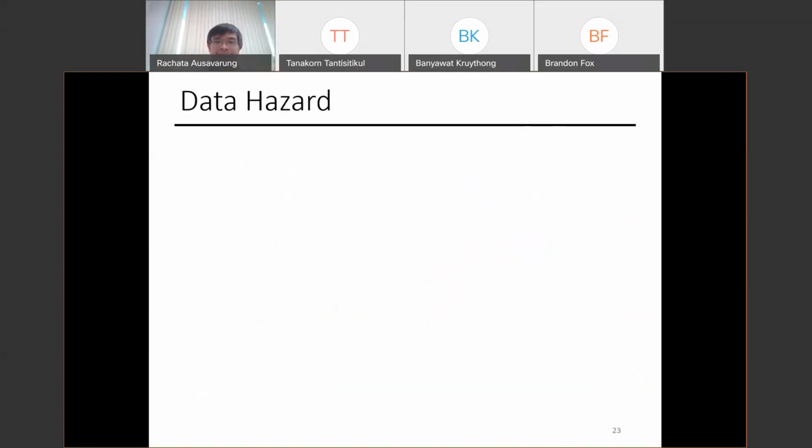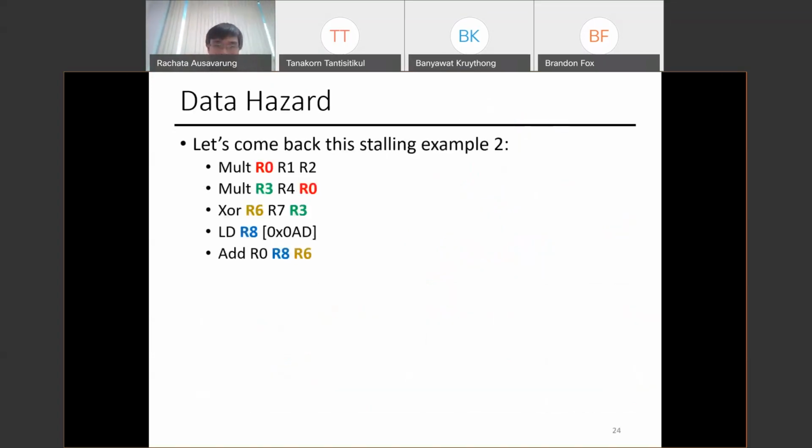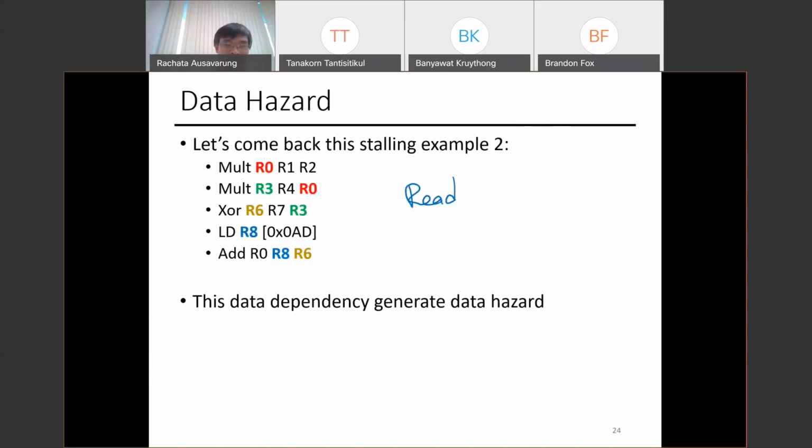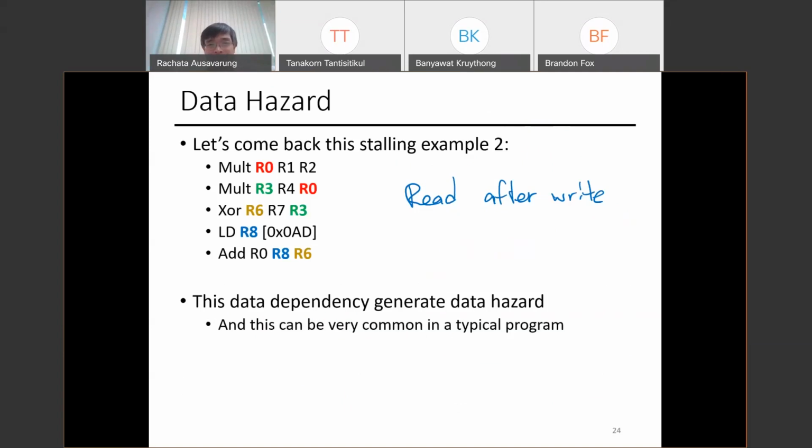So a data hazard is something like this, right? Let's come back to this example. These dependencies generate the data hazard. If you look through this code carefully, this is read after write, which means that you need to access the value right after you just modify the value. And this is a really common problem when you write a typical program. So from the hardware point of view, if the programmer loves to write these kinds of things, we need to find a way to deal with it, right?